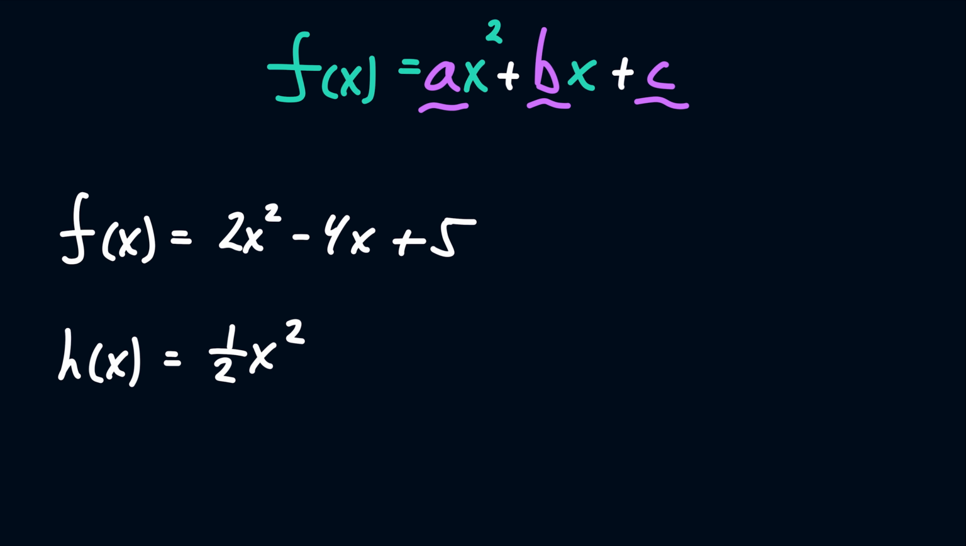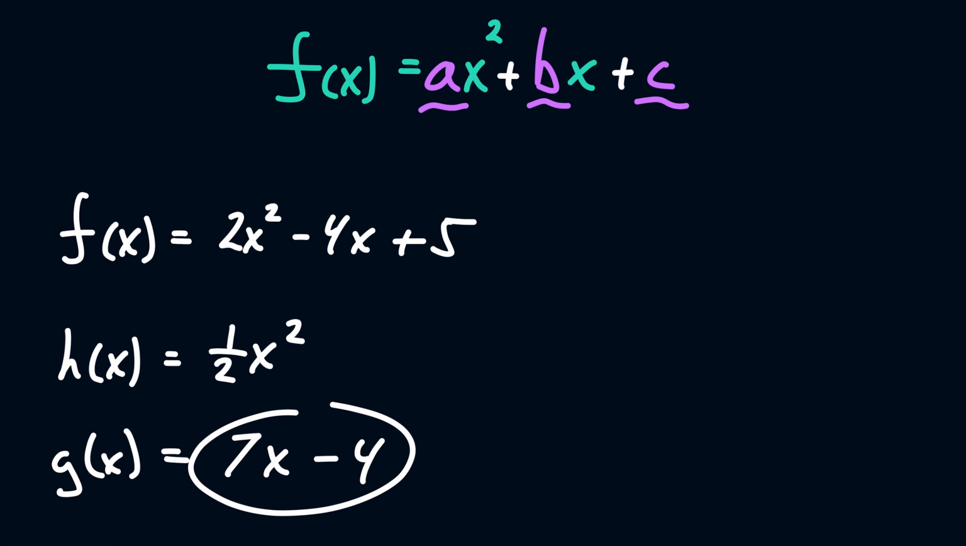Now, how about something like this? Let's do g of x, just to change it up a little bit. g of x is going to be equal to 7x minus 4. Is that a quadratic function? What do you think? It is not. The reason is that we do not have the defining feature of an x squared term. We only have x in here. There's no higher power of x. We need at least x to the second power. So that's an example of not a quadratic function.